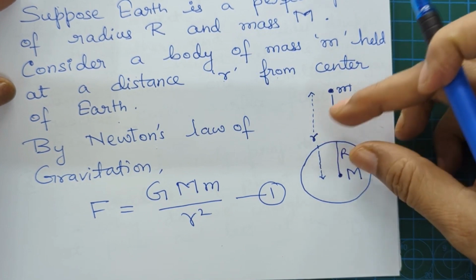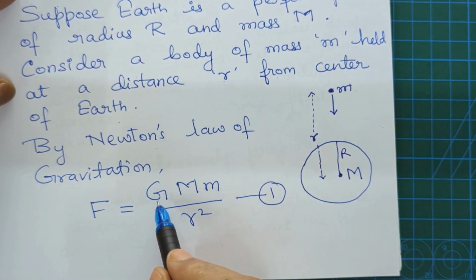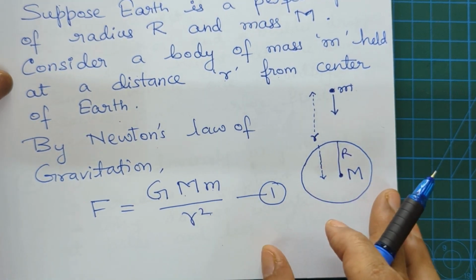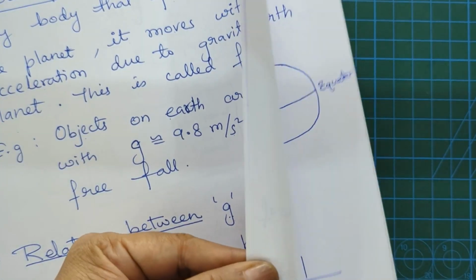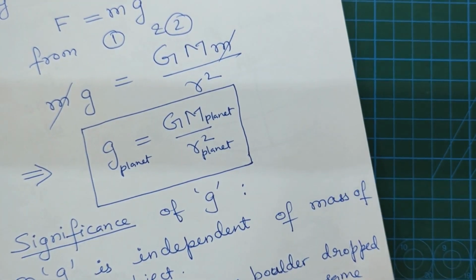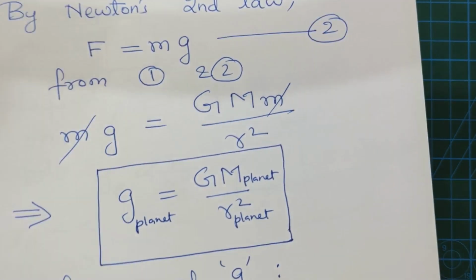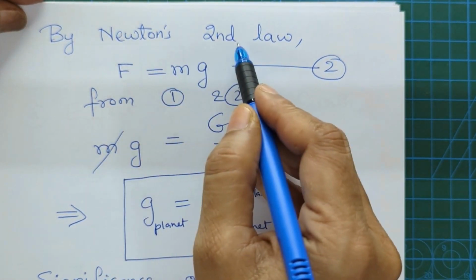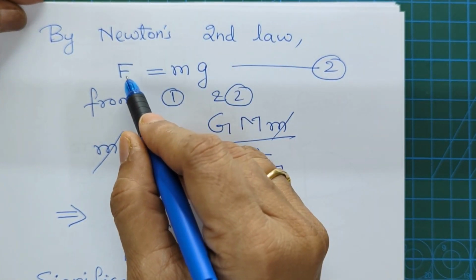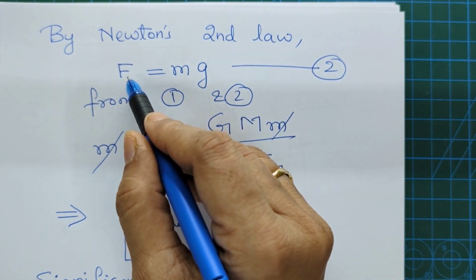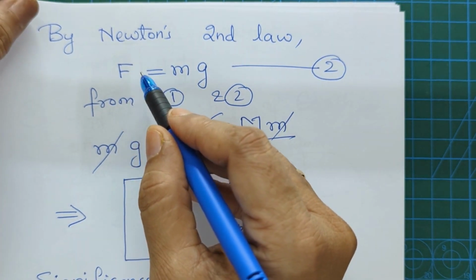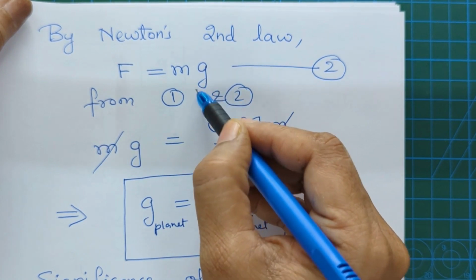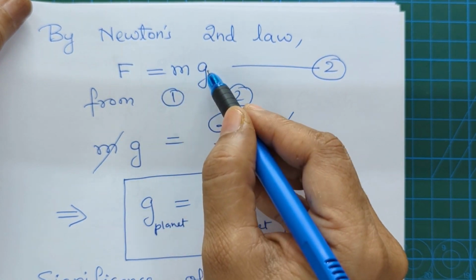Between these two masses, separated by r distance, the force of gravity is calculated using G m1 m2 by r square, that is by the universal law of gravitation. That is one way of using a force formula, but there is one more force formula by Newton's second law. Newton's second law is F is equal to ma, but this is acceleration in the vertical direction. Acceleration in the vertical direction, a, is written as g, so F is equal to mg.